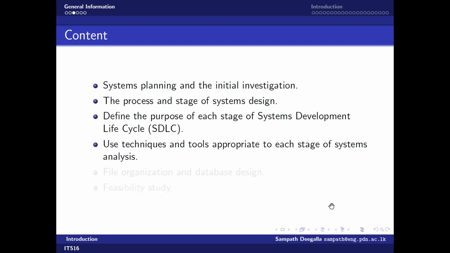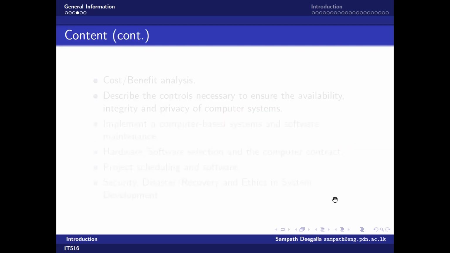Right. And then we will also briefly look at file organization and database design, which is actually part of the design stage, and also look at different feasibility studies. Apart from that, we will also look at some mathematical calculations like cost versus benefit, which way you should go when you're making decisions. So you have to weigh the cost and also the benefit that you are getting by creating an information system.